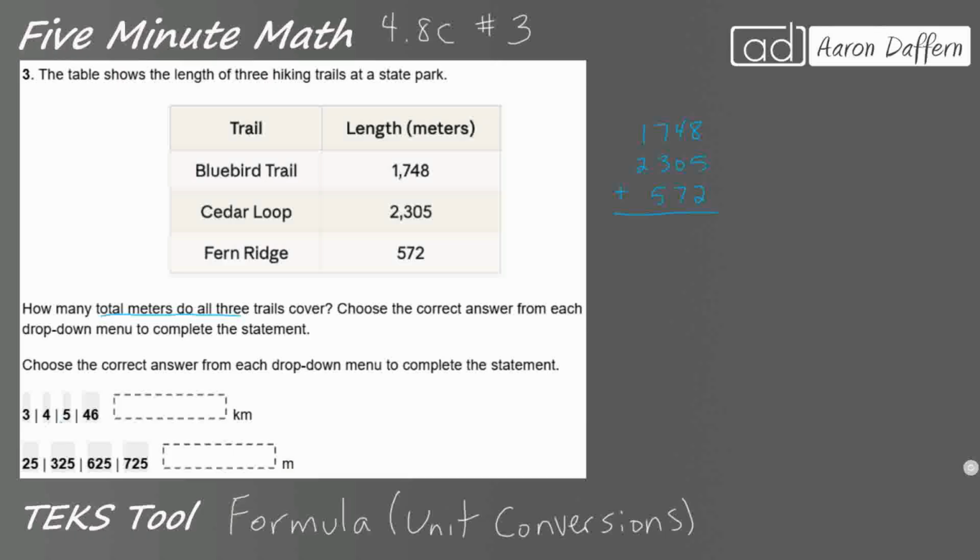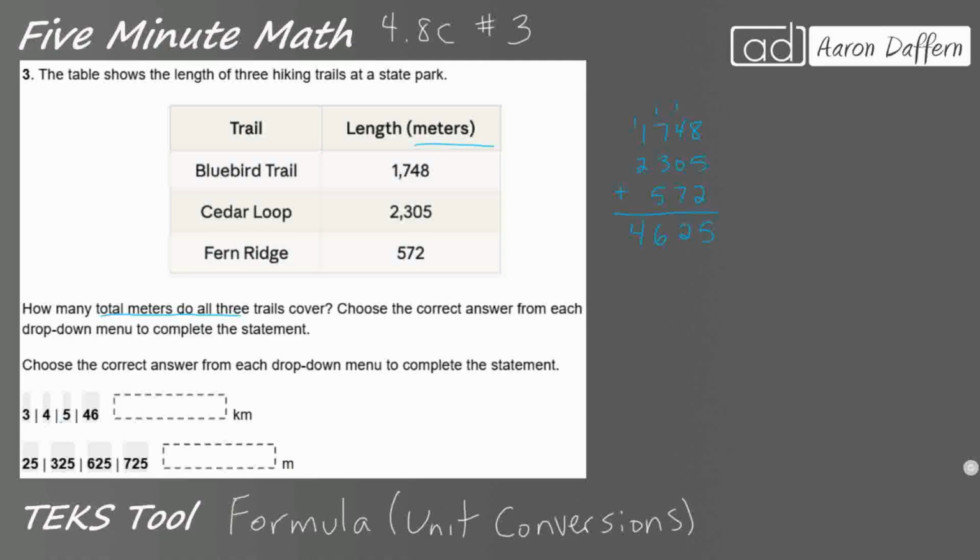So 8 and 2 make 10. Add the 5 is 15. 1 and 4 make 5. Add the 7 is 12. 7 and 3 make 10. Add the 6 extra is 16. And I've got 1, 2, 3, 4. All right, so I've got 4,625.